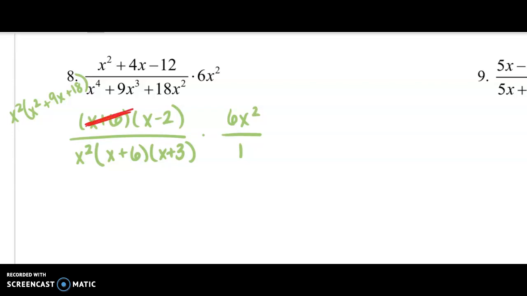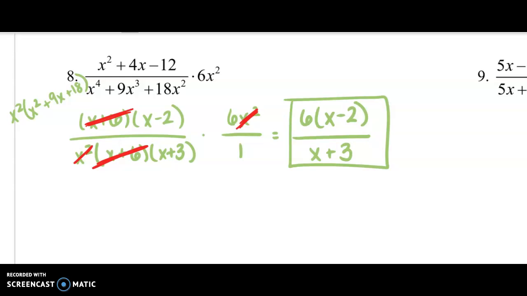Okay, I have an x plus 6 up here, x plus 6 in the bottom. I have an x squared and an x squared that I can cancel out as well. So then I would be left with 6 times x minus 2 over x plus 3. You don't need to write times 1 because that doesn't change anything.